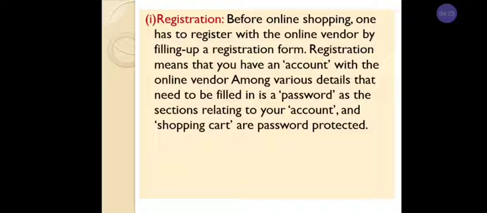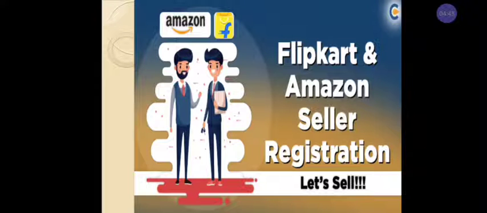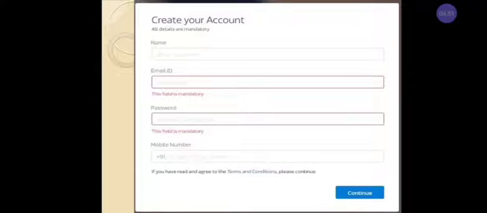After filling in the various details, you will be the customer, you will get a registration and you will have a separate shopping cart, and you also have to give a password. This password will protect your account. See this as a best example. Suppose you want to purchase a product through Flipkart or Amazon. How to get a registration? See, in this slide, you have to create your own account by filling in this information.